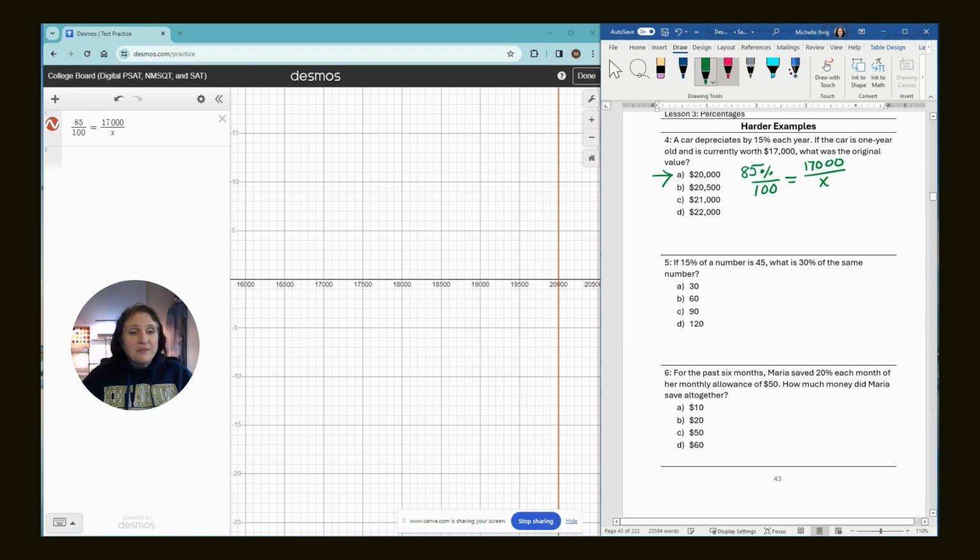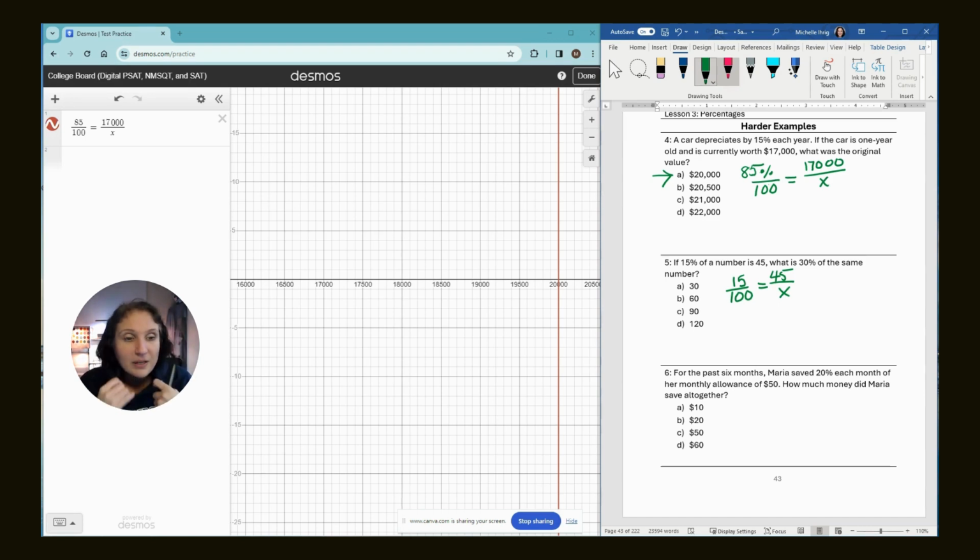All right, we have if 15% of a number is 45, what's 30% of the same number? So we've got 15% over 100 of some number, we don't know what it is, 45. Well, you might be able to think like, well, 15% times 2 is 30%. 45 times 2 is 90. So 90 is the correct answer.